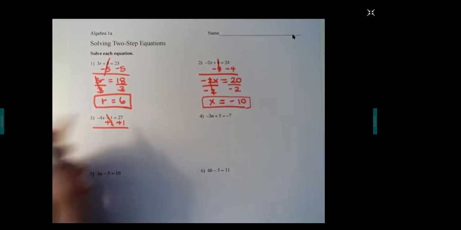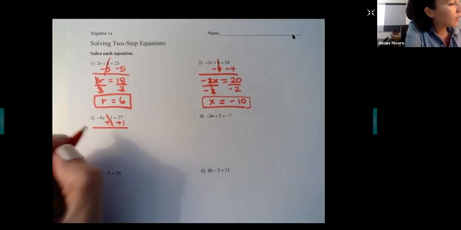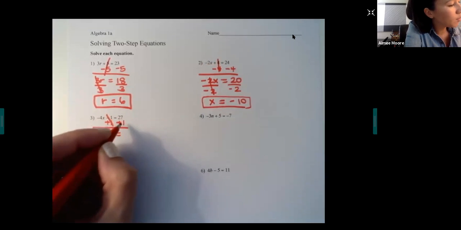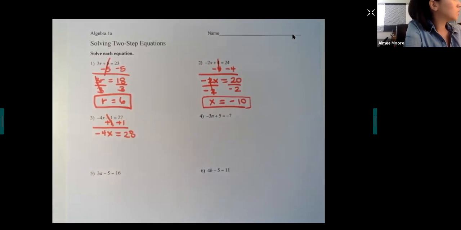Good. So then the negative 1 and the positive 1 now cancel out. So we have negative 4x equals 27 plus 1, which is 28.